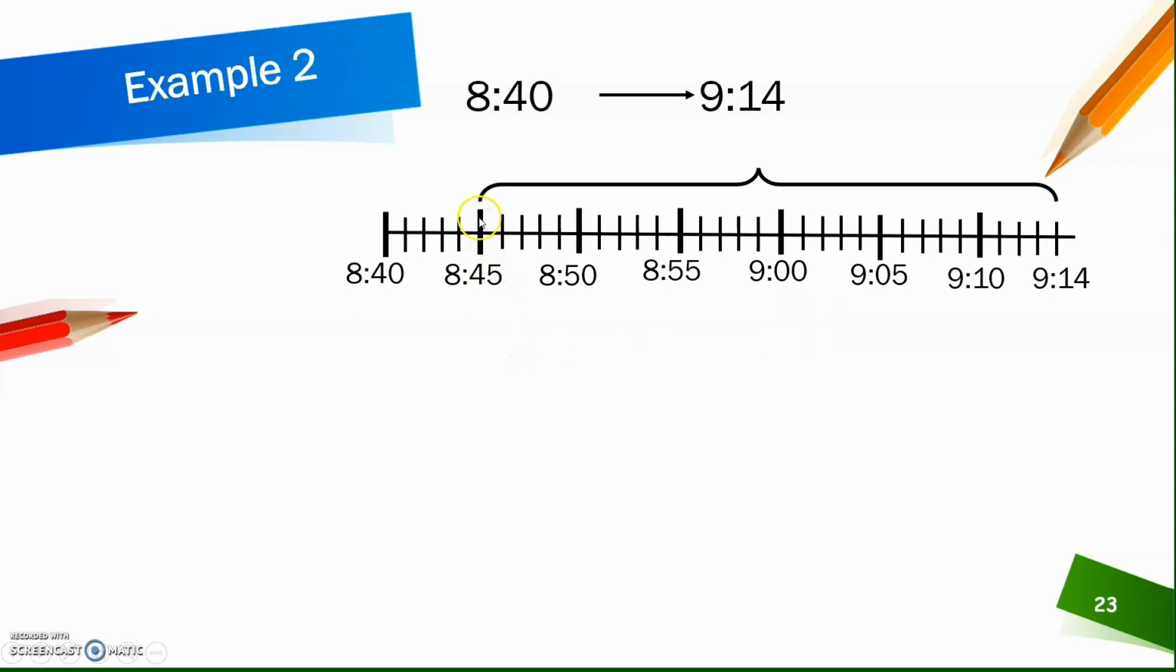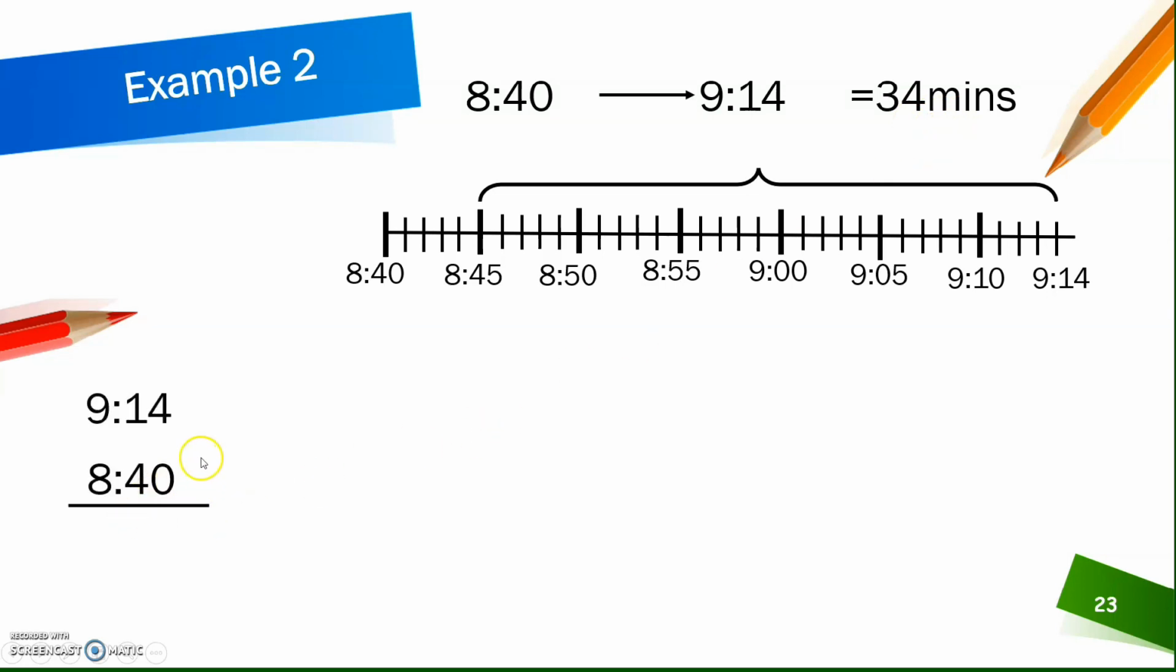So, now, let's count. Mag-start tayo dito. Let's count by 5. So, let's have 5, 10, 15, 20, 25, 30, and then plus 4 minutes. So, 31, 32, 33, and 34. So, our elapsed time is 34 minutes.